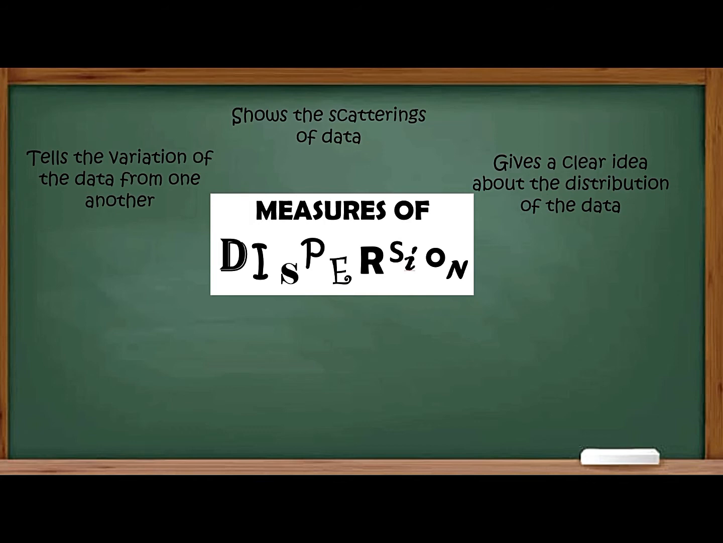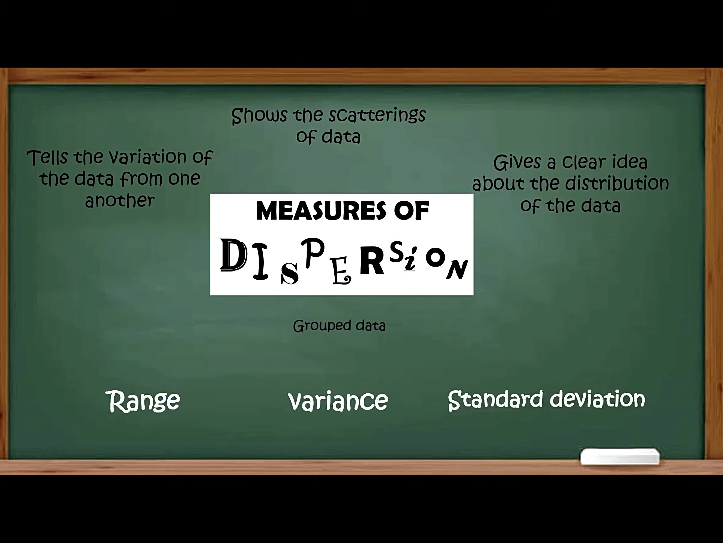Measures of dispersion can be used on either group data or ungrouped data. But here, we are just going to focus on the measures of dispersion of the group data. To determine the measures of dispersion of a data, we can use the range, variance, and the standard deviation.